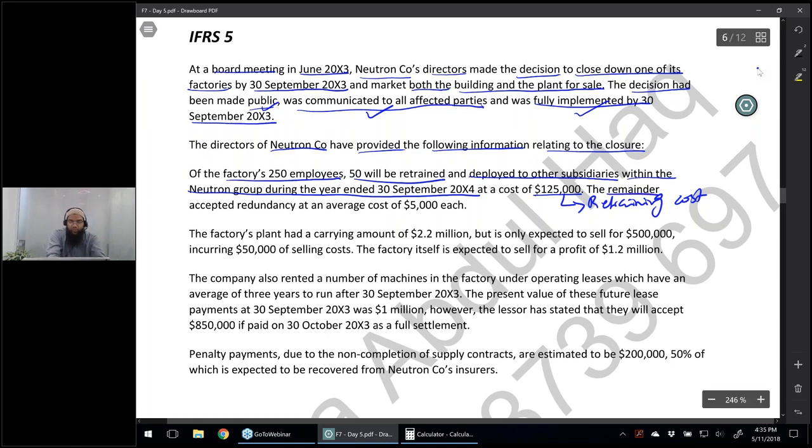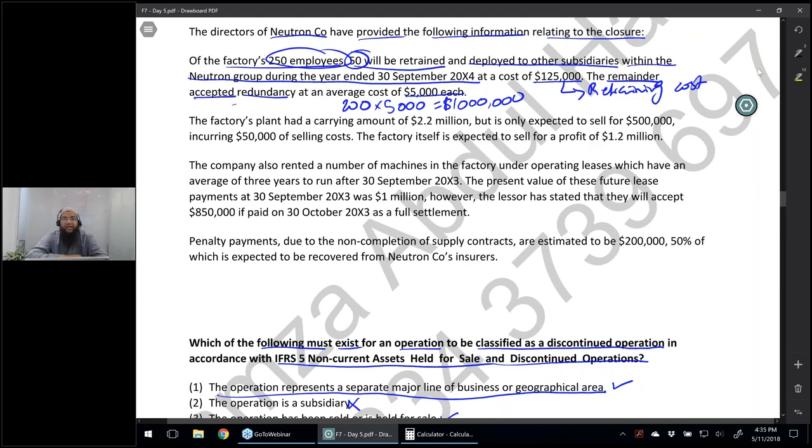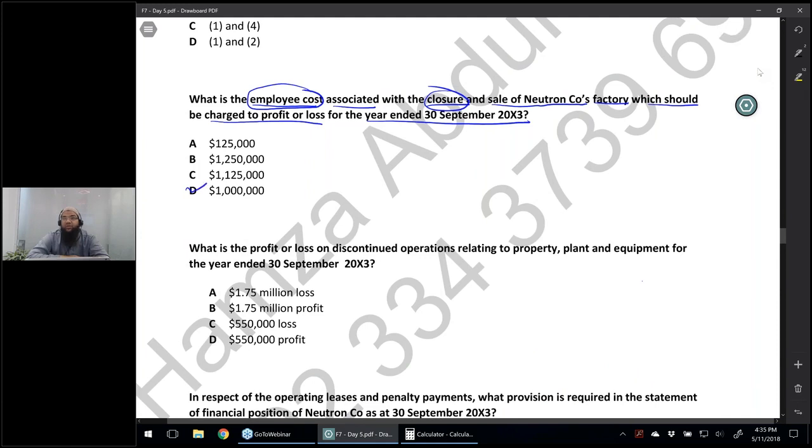The remainder accepted, which are the remainder employees? 200. Out of 250, 50 were retrained, remainder is 200. The remainder accepted redundancy at an average cost of 5,000 each. So we will be paying 5,000 to these employees, which is going to be $1 million. So $1 million is the cost that will be paid to the employees. So if we go down, the question wanted us, what is the employee cost associated with the closure? So the answer is actually D in this case, that 1 million is the employee cost which is associated with the closure.